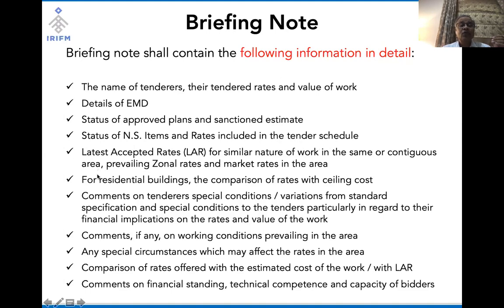Then the briefing note has something which is very important and used very much by the tender committee: the last accepted rate for similar work in the same or contiguous area. So if I have a last supply rate, and let us say that this rate is in Baroda division for Karachia yard, then we would look for rates for ballast supply in Karachia yard, or a region which is contiguous to Karachia yard.